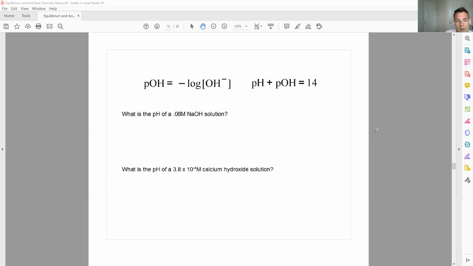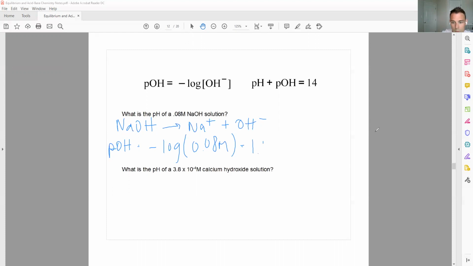So this one here, I have 0.08 molar of sodium hydroxide. Sodium hydroxide will dissociate completely into its ions. And therefore, the pOH is the negative log of 0.08 molar, which is 1.10. So that means the pH is equal to 14 minus 1.10, which is 12.9, which should make sense to you. 12.9 is a very strong base, and we know sodium hydroxide is a strong base.